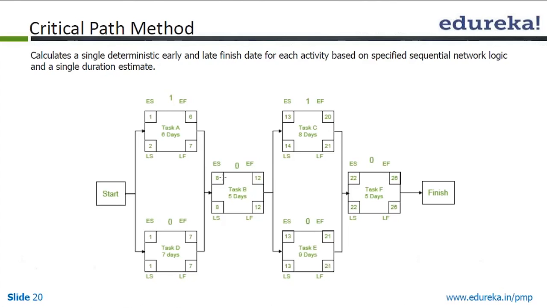So once you do that, we have completed our forward and backward pass. From this, we can also find out the critical path, which is your D, B, E, F, because all the activities which have zero float are actually part of the critical path. So is this clear now?